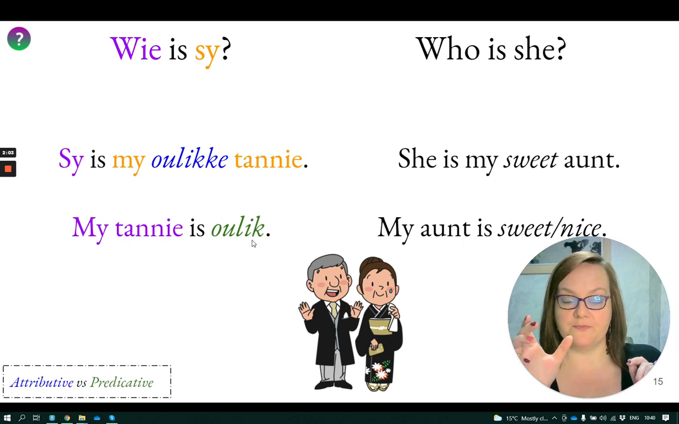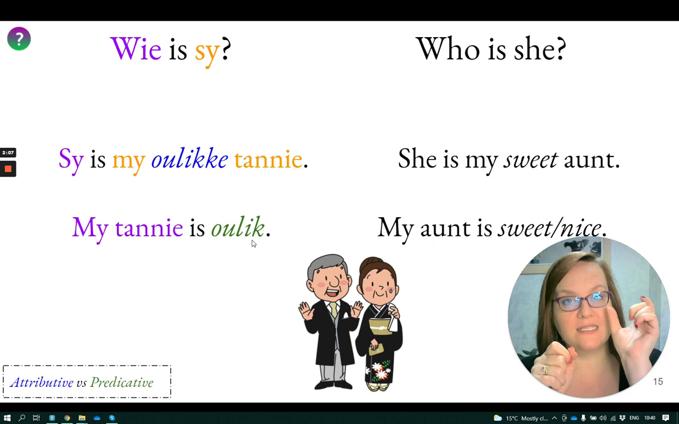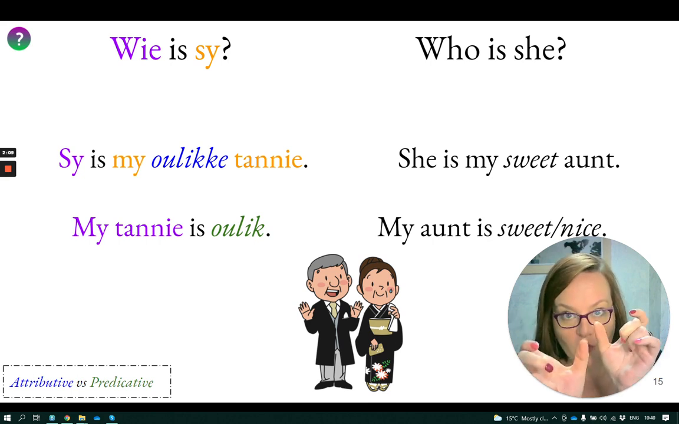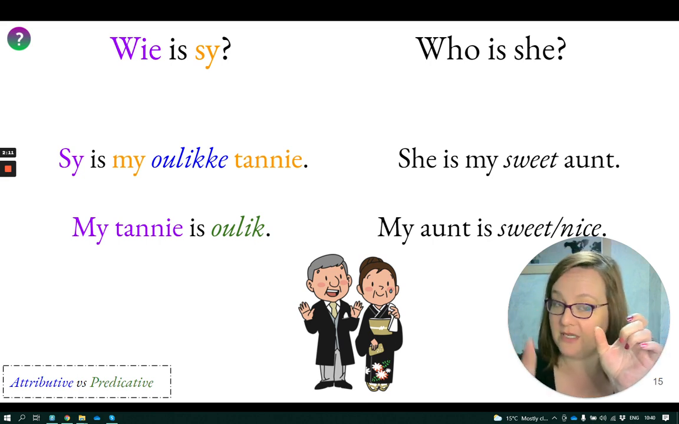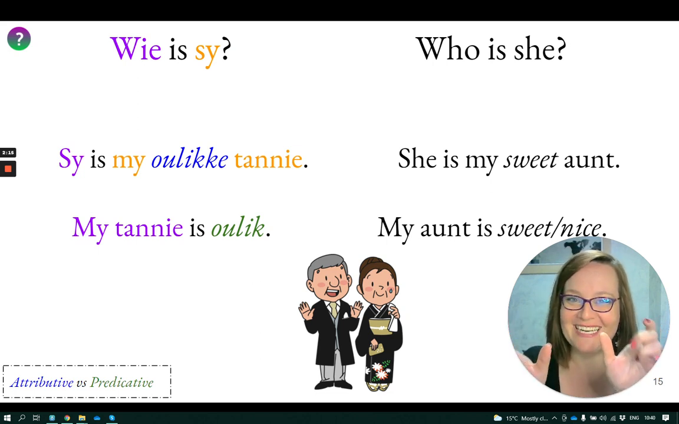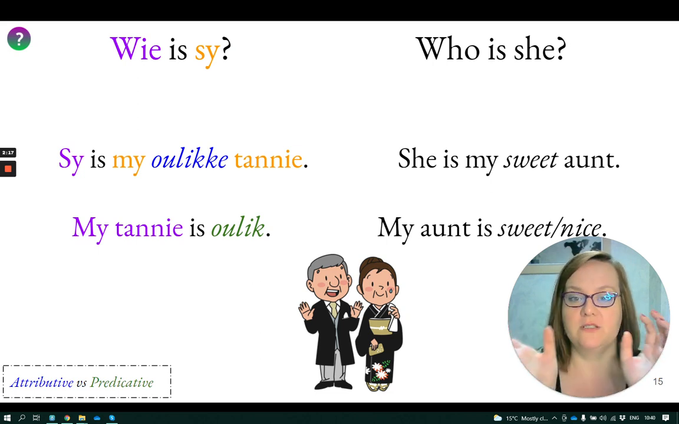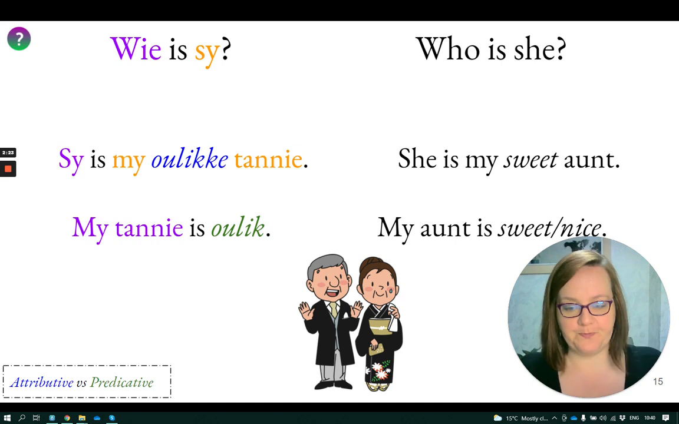But oulike tannie, that attributive, is written exactly the word before the noun. It could even be the word just before the noun of the word that's before the noun. I'll give you an example in a moment. So you can see attributive inflects, predicative stays the same, dictionary form.